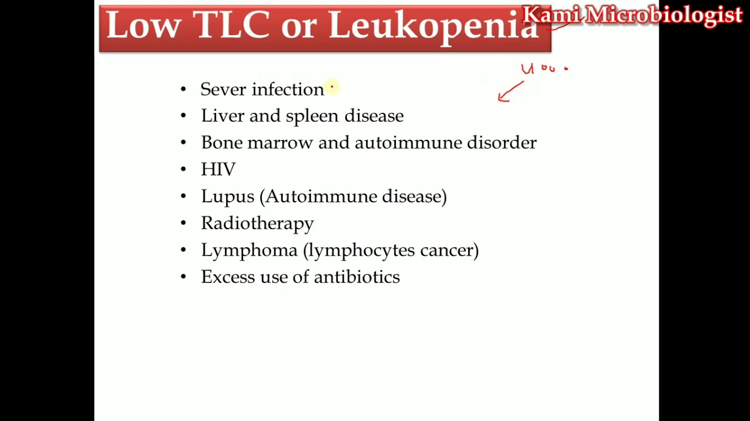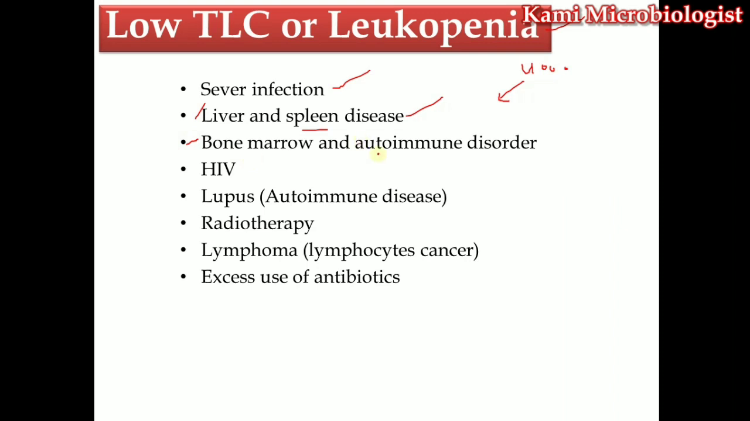And leukocytopenia mostly occurs in severe infection. How? Because there are different types of bacterial and viral infection that can cause the rupture of the white blood cell. We have liver and spleen disease. All of you better know the spleen can store blood, so it is a blood bank. So if there is a spleen disease, obviously WBC decreases. The liver is especially important, it performs a metabolism process. So if there is liver disease, obviously the white blood cell decreases.